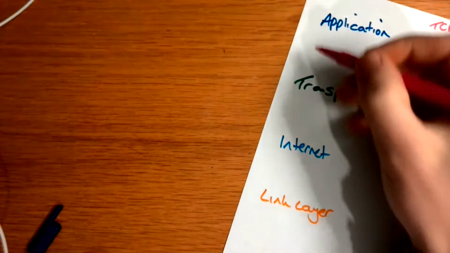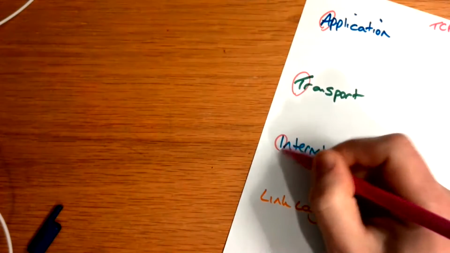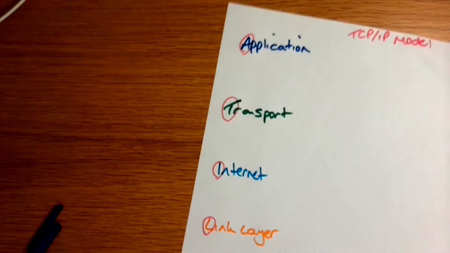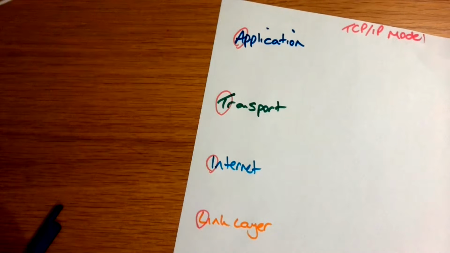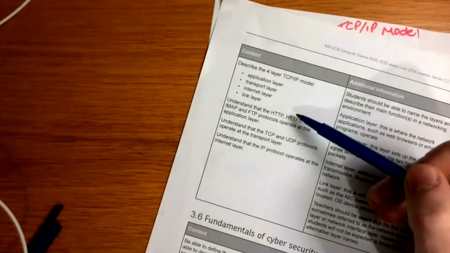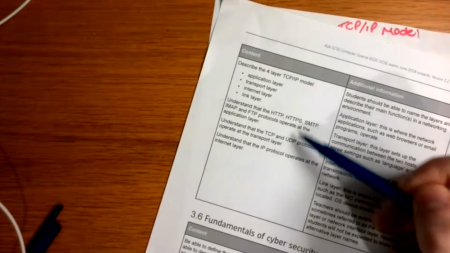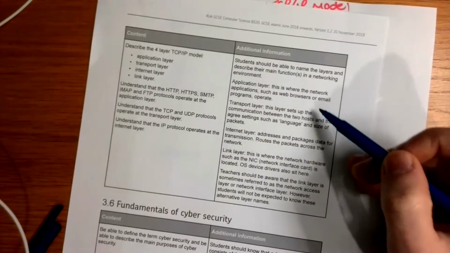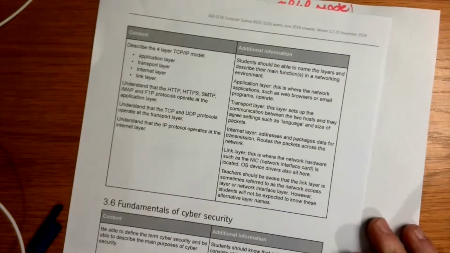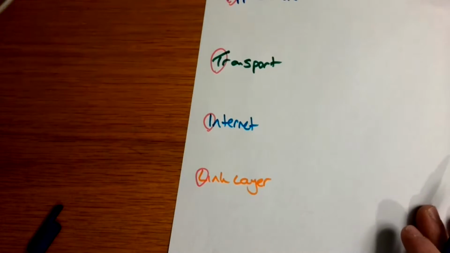You need to remember those, and you need to remember the order of them as well. So you've got to remember A, T, I, L, and come up with some sort of acronym to remember which order those are in. Let's break down what happens in each of these different layers. If we look at the spec and see what it says you need to know about those 4 layers, you need to understand where these different protocols operate, which we'll go over. You need to name the layers, and you need to talk about what happens at each of the different layers. So application layer.